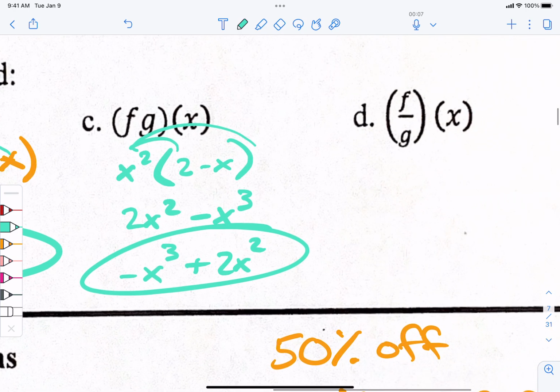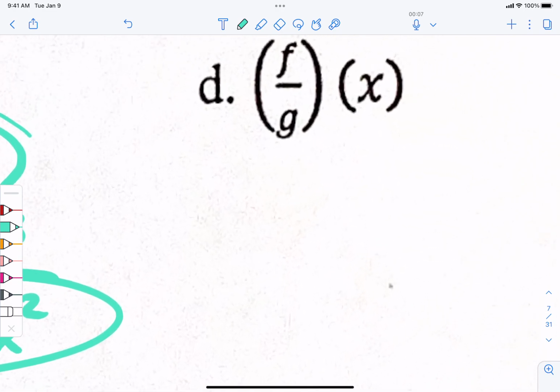Will you take points off if we have the number in front, like if you have 2x squared minus 3x minus x? Probably not. That's going to be fine. It is the same thing. But if you don't combine your like terms, I'm going to take off.